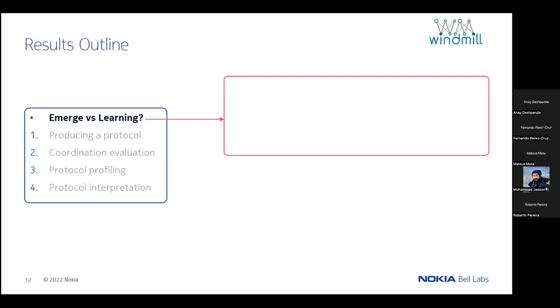Perfect. So let's look at some results. In the beginning, let's try to motivate this. The first question is, do we really need to emerge a protocol? So, emerging versus learning. Here we are comparing protocol emergence, where we are learning the control plane vocabularies, the control plane policies, and also the channel access policies. All are learned for the base station and also the UEs.